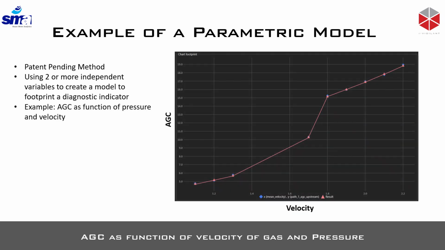If we see the trend that we show here between AGC and velocity, you can then see that the model tracks the actual data almost perfectly. So this is the model between AGC and velocity in the trend, but the actual variables that are used to model the AGC are both velocity and pressure. We only show the trend between AGC and velocity in this case.